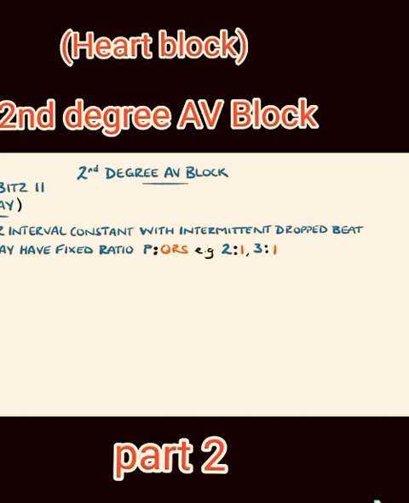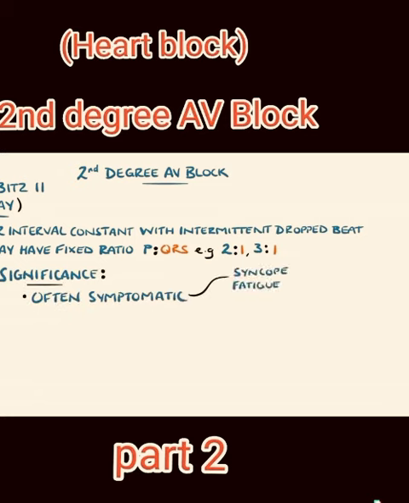Mobitz type 2 are often symptomatic as a result of the reduced cardiac output, with syncope, fatigue, chest pain, and in some cases sudden cardiac death. It also has a relatively high progression rate to complete heart block.